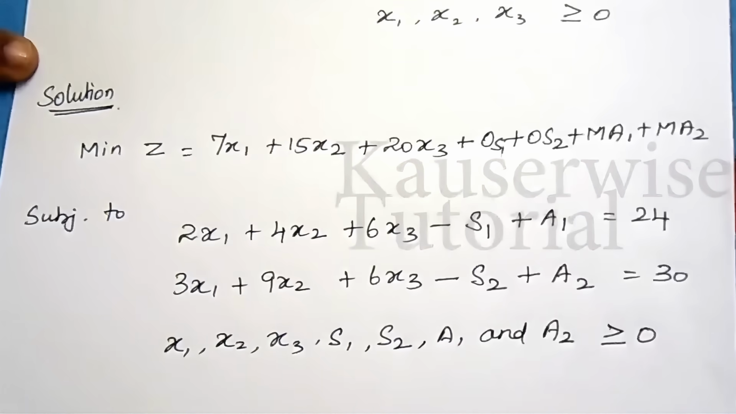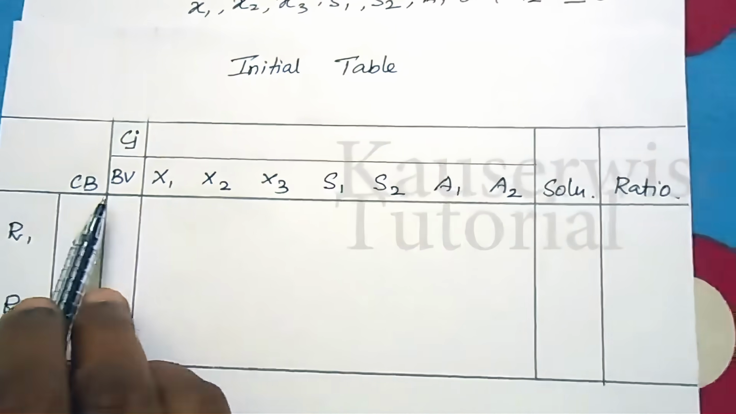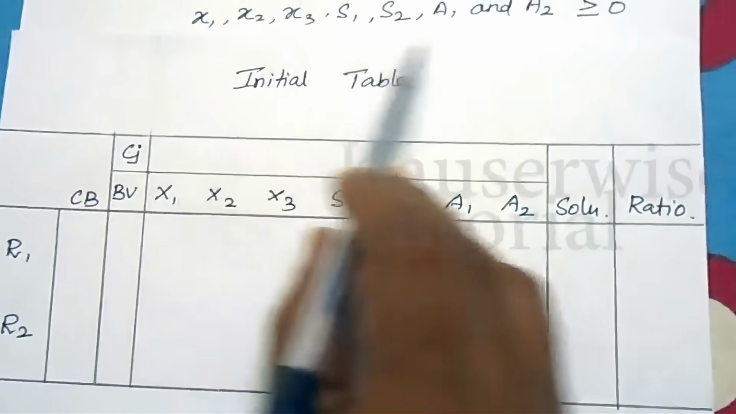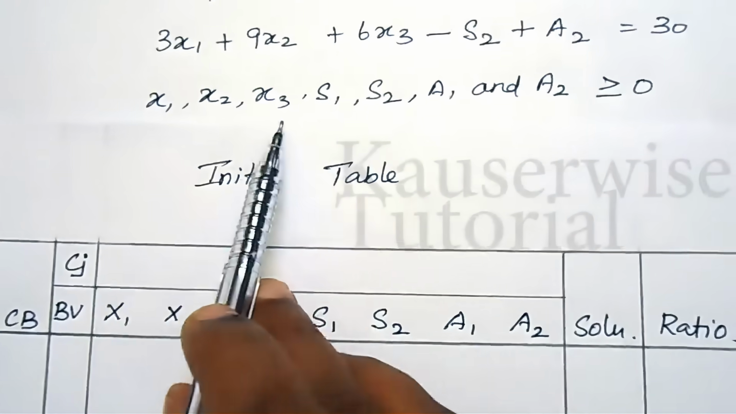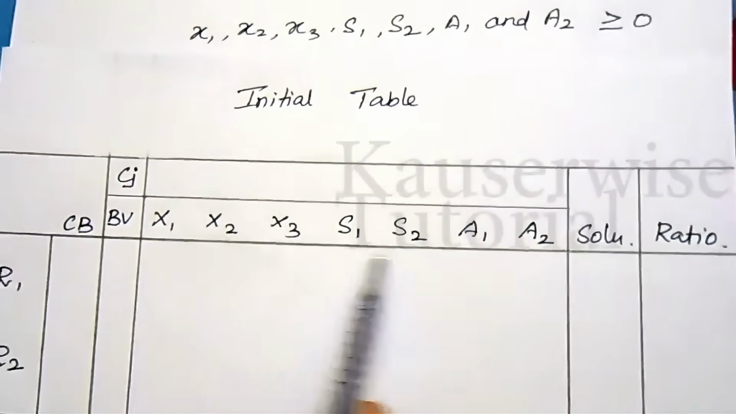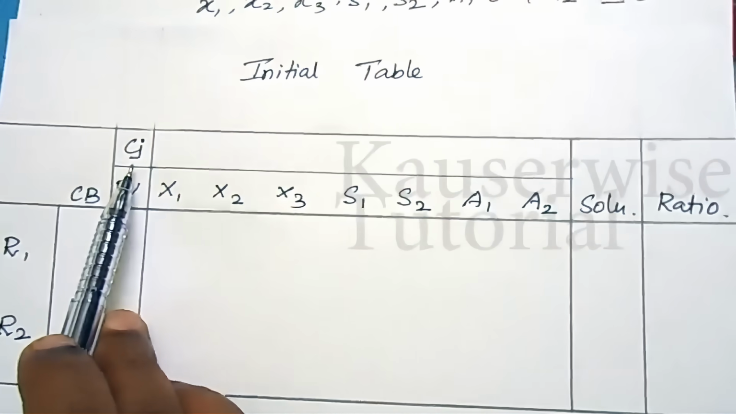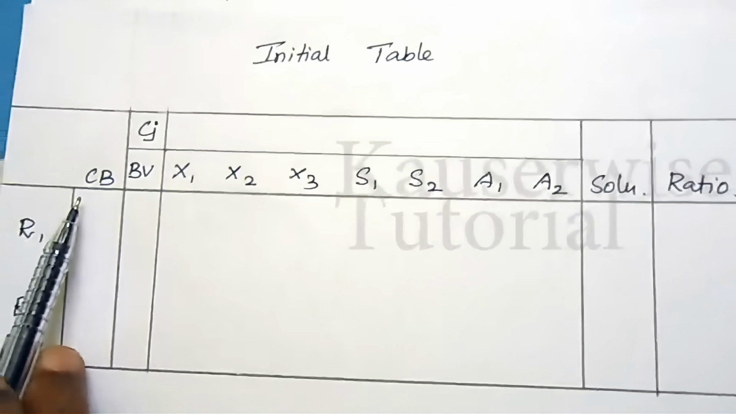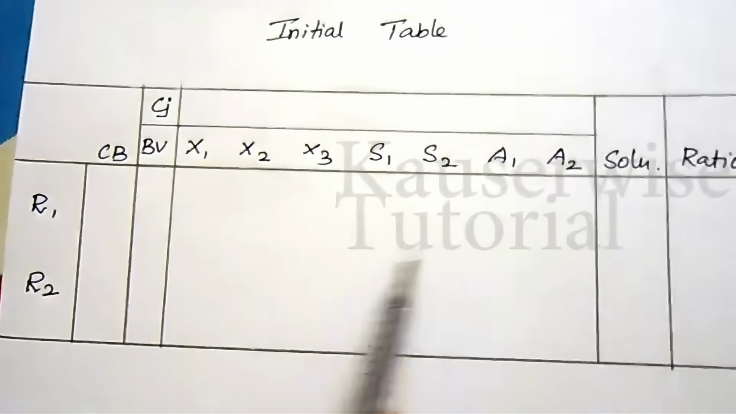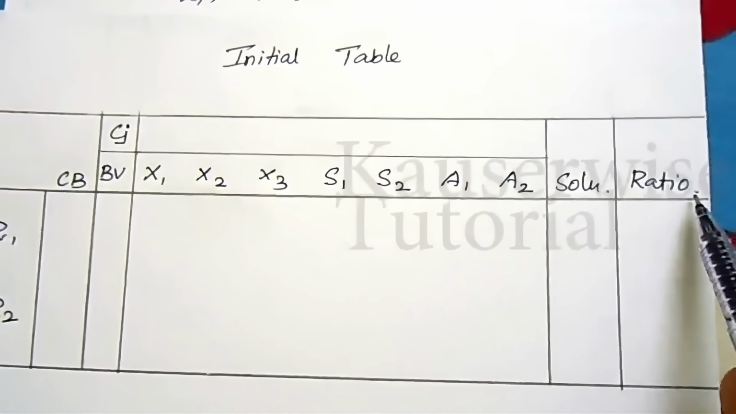Let us see the first initial simplex table. Let us see the initial table format. BV stands for basic variables. In this problem we have the variables x1, x2, x3, s1, s2, a1 and a2. CJ stands for coefficient of the objective function and CB stands for coefficient of basic variables. This one is row 1 and the second one is row 2. Here we need to write the solution and finally a ratio.